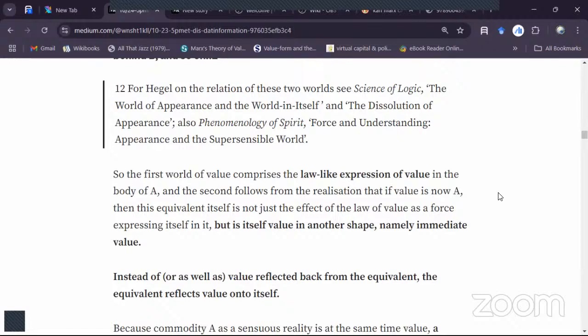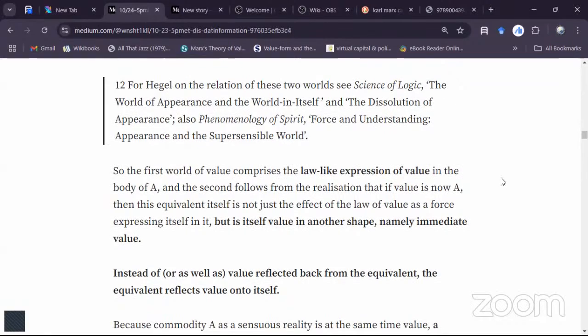So the first world of value comprises the law-like expression of value in the body of A, and the second follows from the realization that if value is now A, then this equivalent itself is not just the effect of the law of value as a force expressing itself in it, but is itself value in another shape, namely immediate value. So this question of immanence is kind of built into this whole deal. That is, there's some kind of encounter or satisfaction that you could refer to as a kind of situational thing. So instead of, or as well as, value reflected back from the equivalent, it reflects value unto itself. So it adds or accumulates importance in that way.